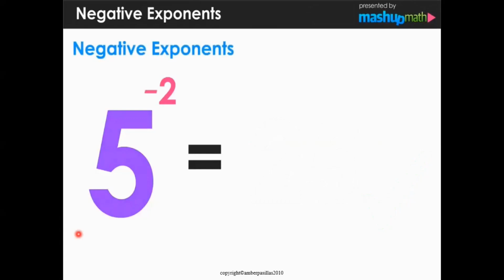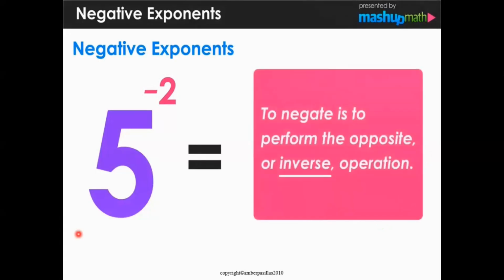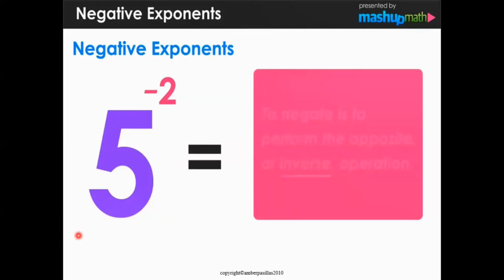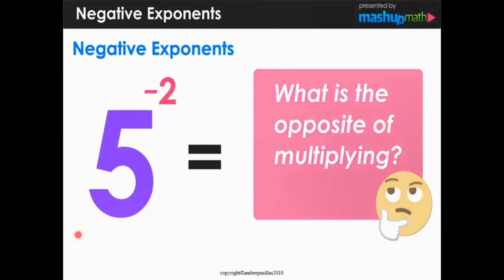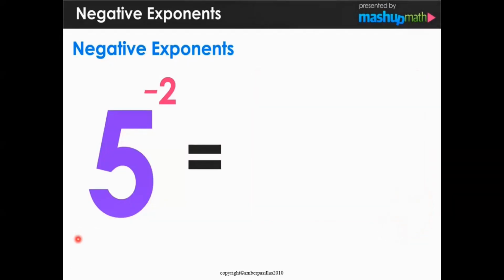But what if that exponent was a negative 2 instead of a positive 2? When we think of negative, or the word negate, we think of it as performing the opposite or inverse operation. So with positive exponents, our operation is multiplication. So what is the inverse or opposite of multiplying? You were correct if you said divided.